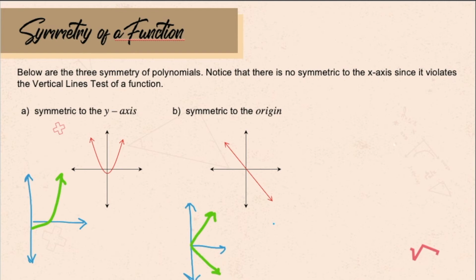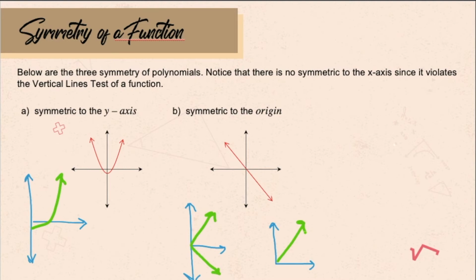Okay? Now, using this image, which we already folded along the y-axis, let's fold this along the x-axis. Okay? So the graph would be like this. Okay, so that is now symmetric to the origin. So there is really symmetry to the origin.